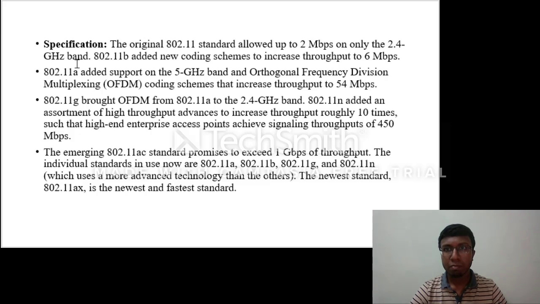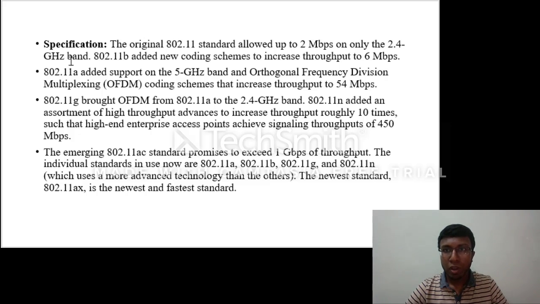This is the original amendment. The specification is that it allows 2 Mbps on only the 2.4 GHz band. But the later amendment 802.11b added new coding schemes to increase throughput to 6 Mbps. 802.11a added support on the 5 GHz band and orthogonal frequency division multiplexing (OFDM) coding schemes that increase throughput to 54 Mbps.